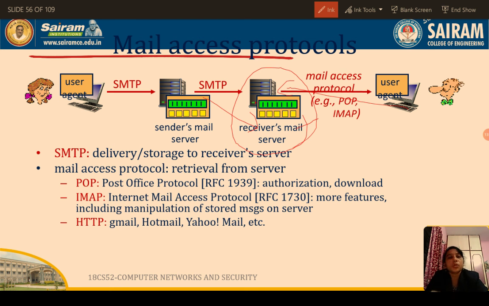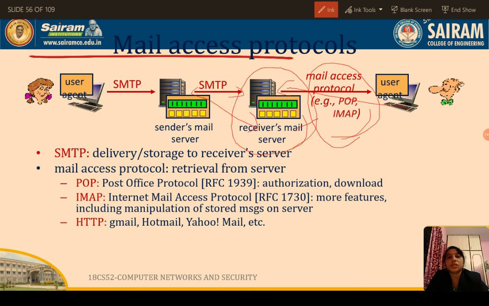Okay. Whenever I want to get the mail from my mail server, if I want to see the mail from my mail server, I need some protocols called POP, IMAP and HTTP. So SMTP helps us to send the mails between the mail servers. Clear? But we need some protocols which help us to get the mail from our own mail server. So these are the three protocols which are going to help us to view the mails from our own inbox or mailbox. The first one is POP, Post Office Protocol.